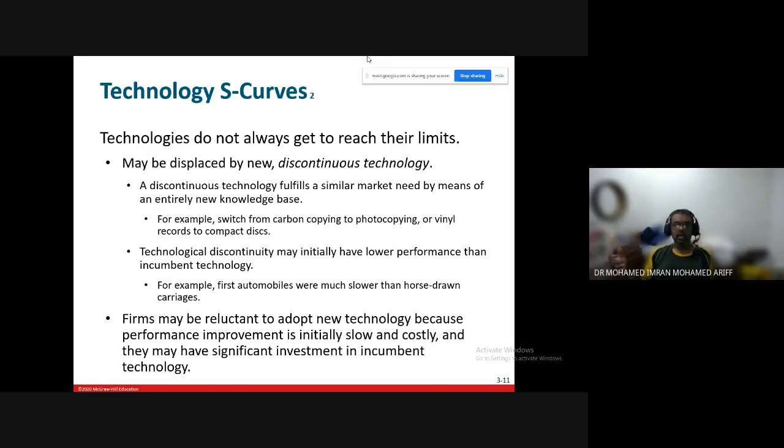Okay? Sama juga macam Netflix. Netflix is also now facing discontinuous technology because people are already fed up. Because people dah tahu dah. Alah, asyik-asyik ulang cerita ni. That's why now you see you have Disney, Star, all those days.